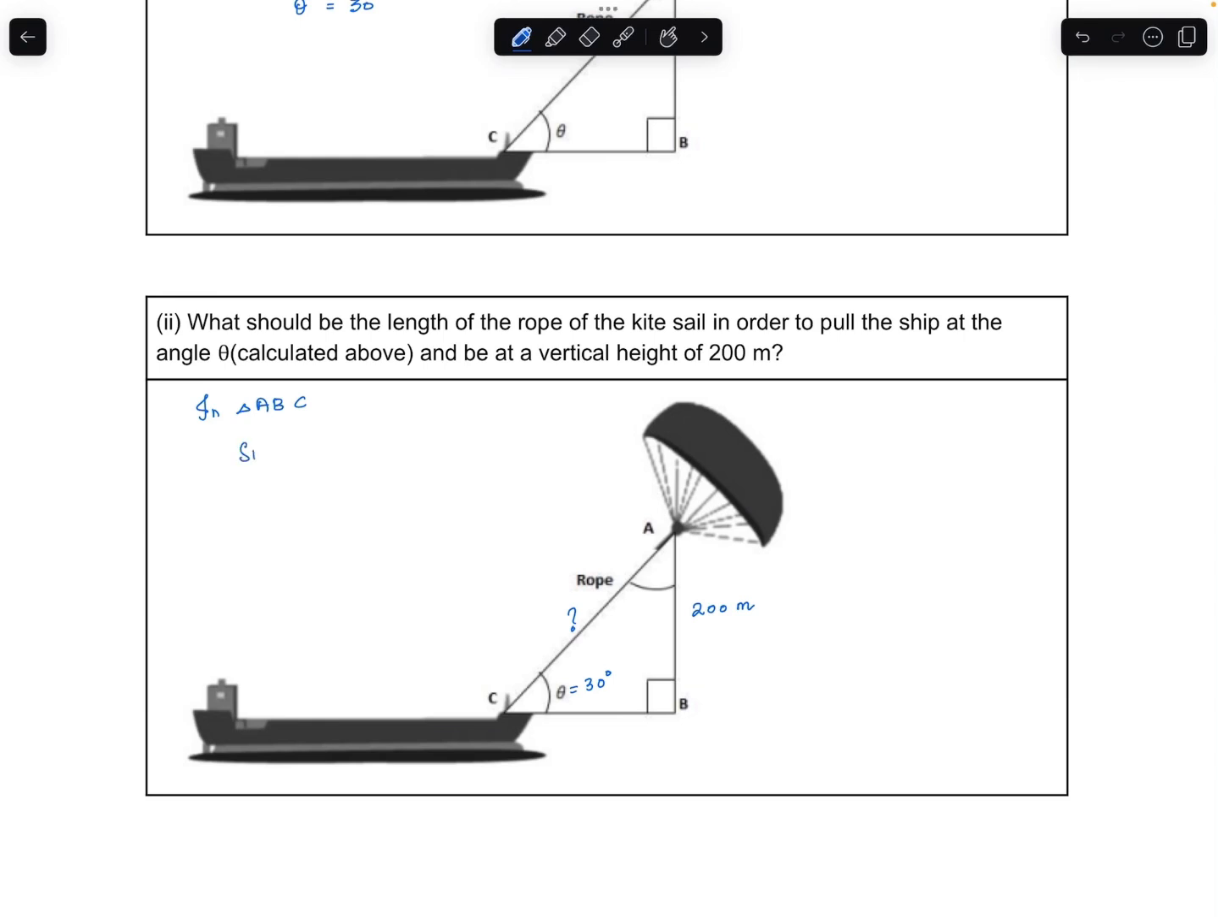We go in for sine ratio. Sine 30 degree is equal to AB upon AC. AB is 200 and AC is what we have to figure out, and sine 30 is half, so AC is 400 meters. So this is the length of the rope.